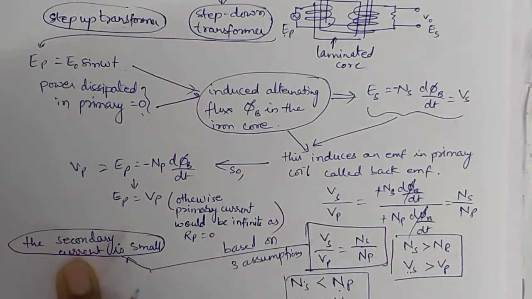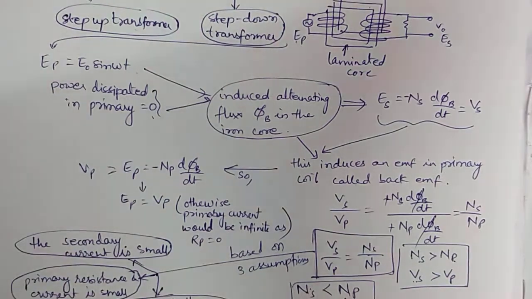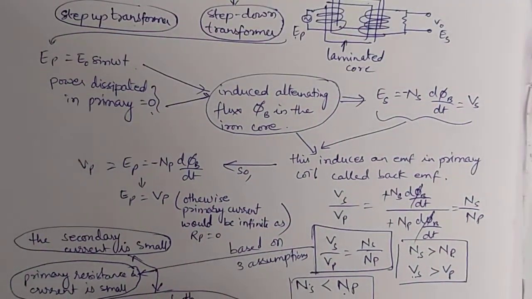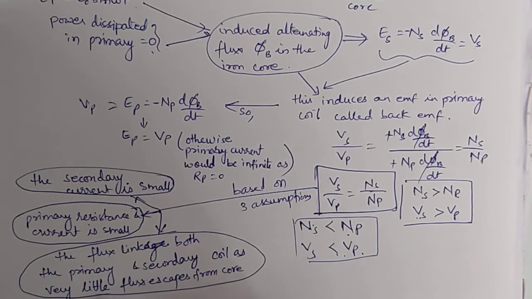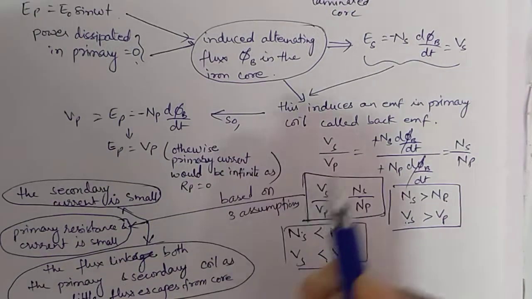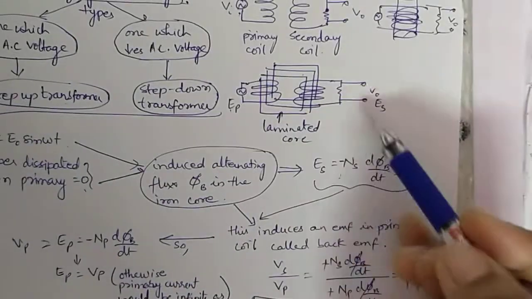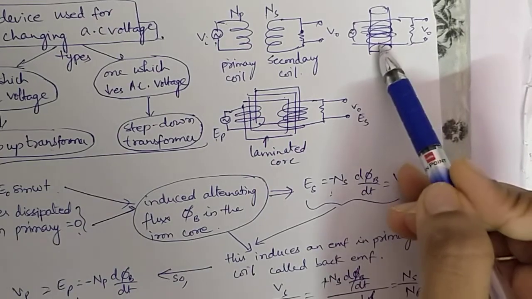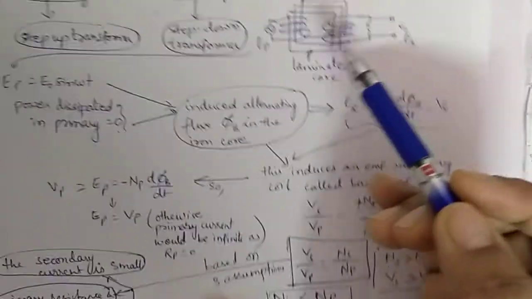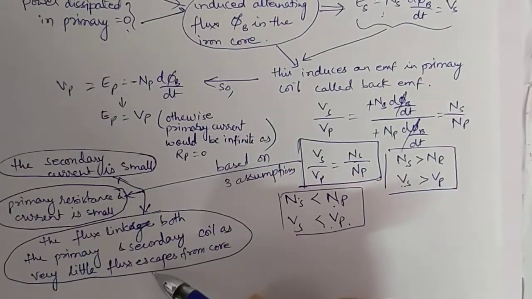One, the secondary current is very small. The second condition is that the primary resistance and the current are very small. And third, the flux linkage links both the primary and the secondary coil, and very little flux escapes from the core. So if you want very little flux to escape from the core, this kind of arrangement is a better arrangement.